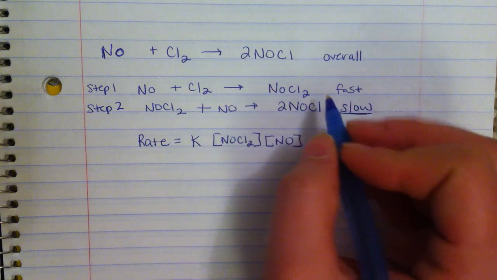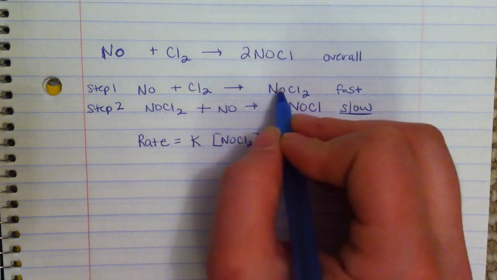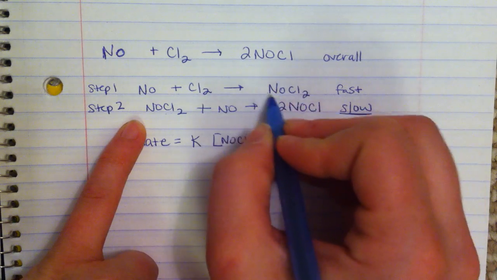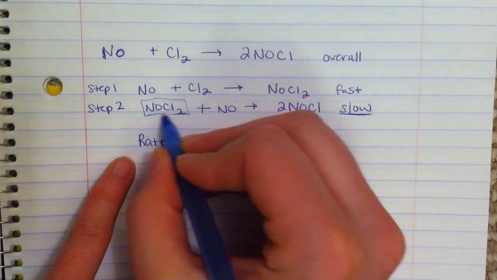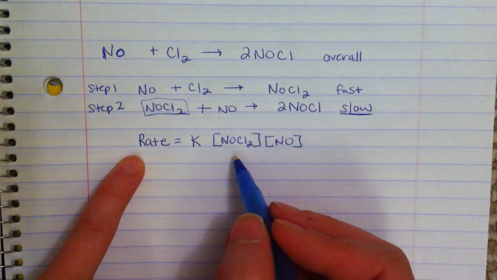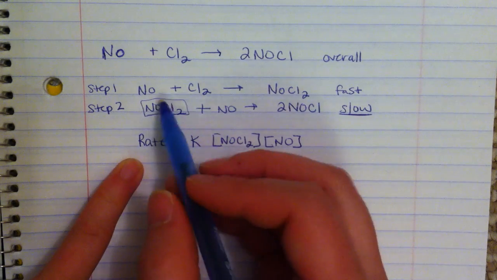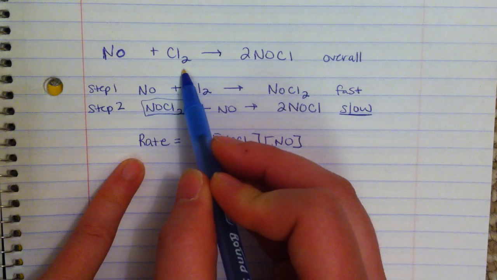Now I wonder if you remember what the word is for something that is not in the overall, a substance that's not in the overall. It's called an intermediate, okay? So this is the intermediate, and if I wanted to write the rate law with the intermediate, I would get this. But that is not right, because you can only write the rate law with the substances, the reactants, in the overall reaction.